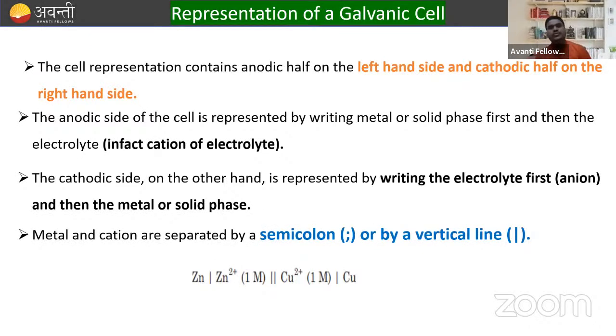Now, how will you represent a galvanic cell? So there is a representation of the galvanic cell. For any galvanic cell, you must represent the concentration and the salt bridge, and their molar concentration, so that you can easily represent the galvanic cell. So let's see how you will represent the galvanic cell, right? For the representation of a galvanic cell.